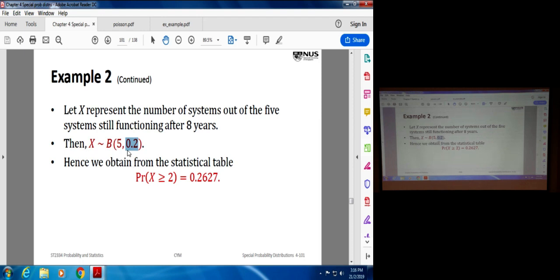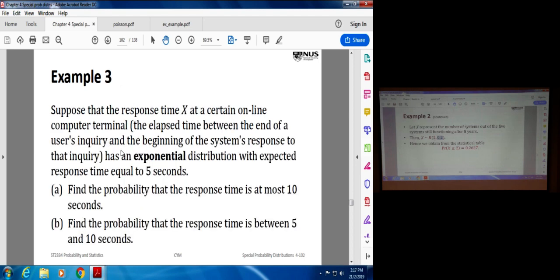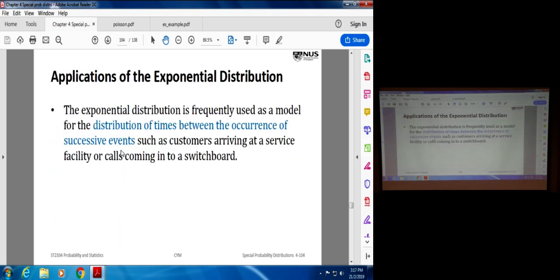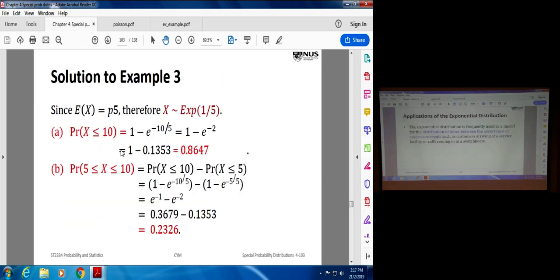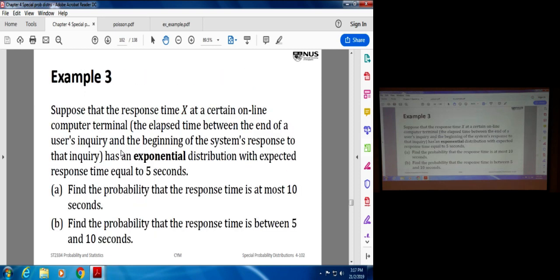Okay, so we just have to compute the value of these binomial random variable at 2 values. Okay, example 3, and then that's it. No, one more. Okay, example 3. So example 3 is the following.